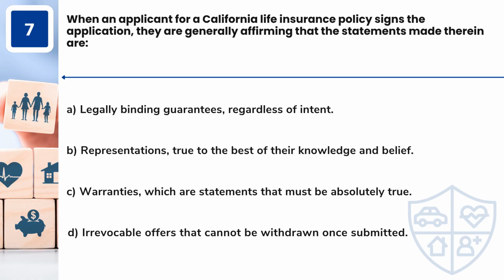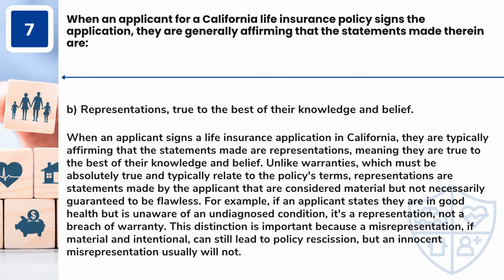Question 7. When an applicant for a California life insurance policy signs the application, they are generally affirming that the statements made therein are: A. Legally binding guarantees, regardless of intent. B. Representations, true to the best of their knowledge and belief. C. Warranties, which are statements that must be absolutely true. D. Irrevocable offers that cannot be withdrawn once submitted. Answer: B. Representations, true to the best of their knowledge and belief.